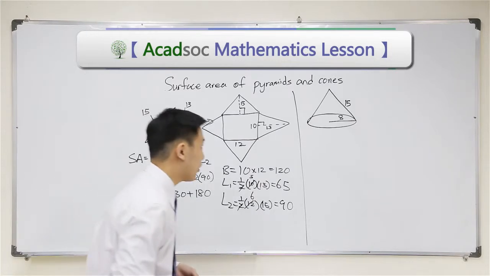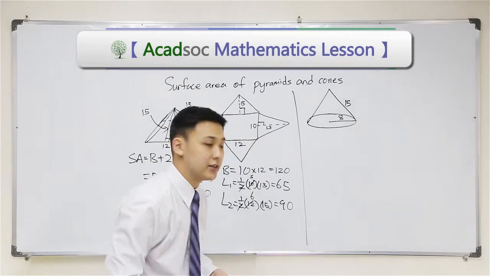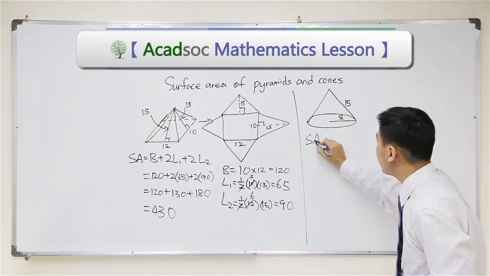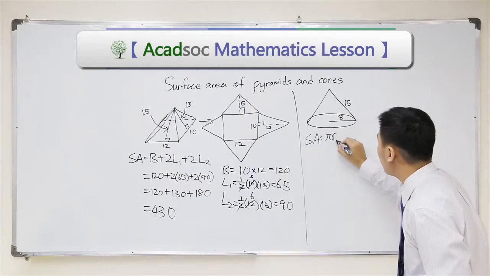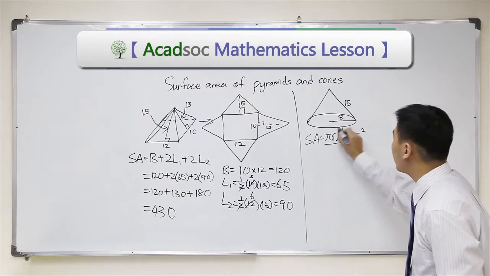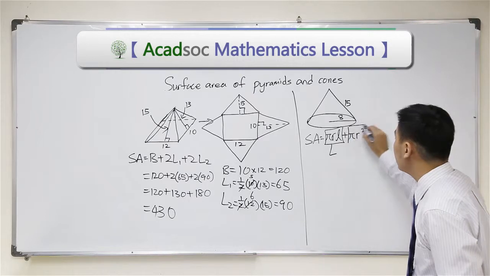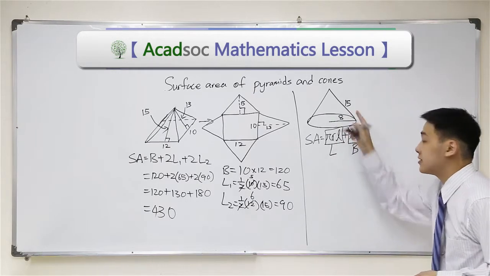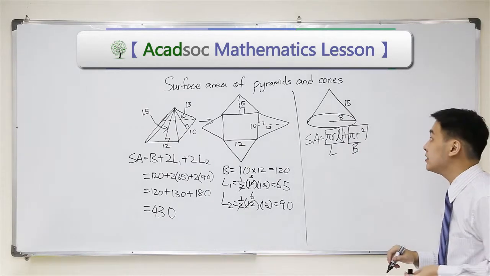Now let's look at a cone. Now, the formula for a cone is slightly different because it involves a circle. So I'll just give the surface area formula, which is given by pi R L plus pi R squared. This part actually represents the lateral area, and this part represents the base area. L represents the slanted height of the cone.